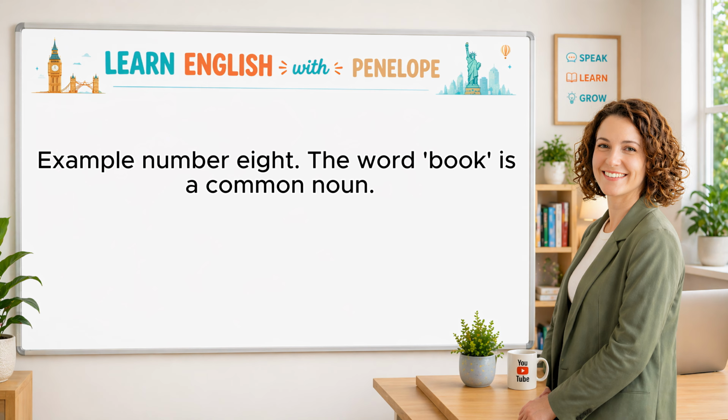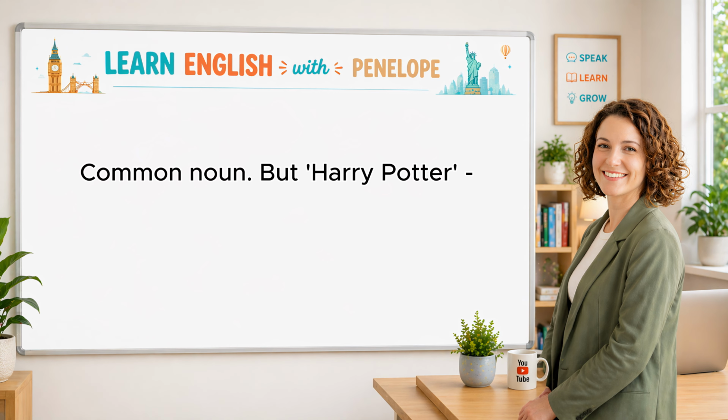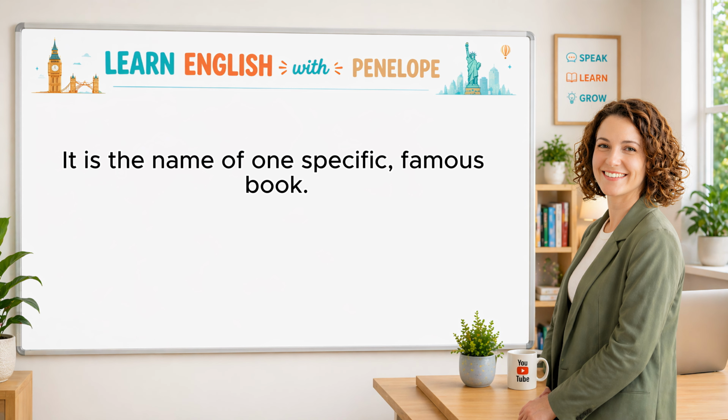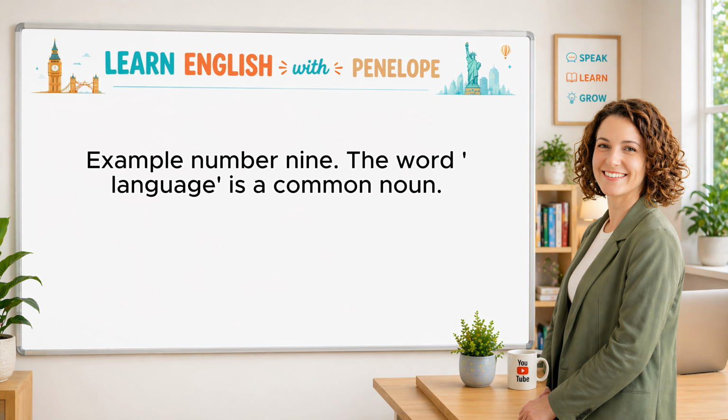Example number 8. The word book is a common noun, a general word for something you read. Common noun. But Harry Potter, that is a proper noun. It is the name of one specific famous book. Capital letters, proper noun.